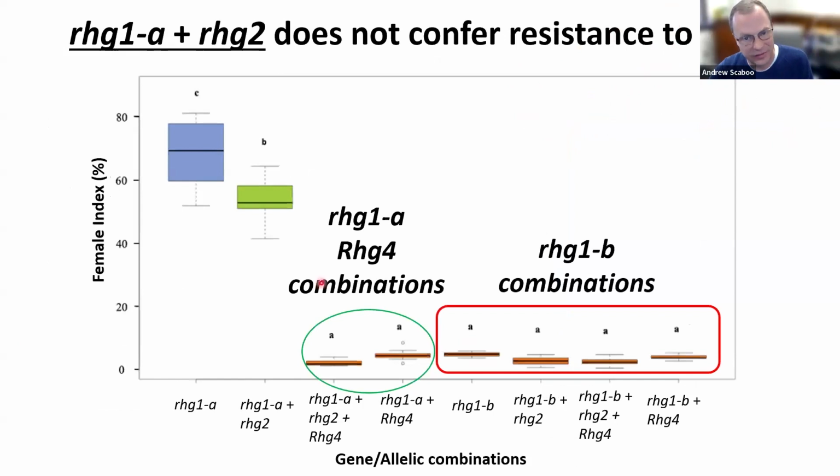The next slides here are going to be set up the same way. This is female index on the left, on the y-axis. And then on the right, I have the specific allele combinations and how those alleles and genes confer resistance in these different nematode populations. The first 4 are using RHG1A. The second 4 are using RHG1B.